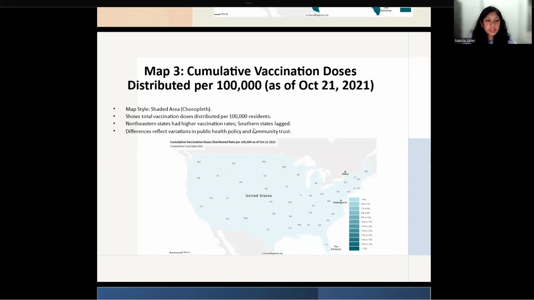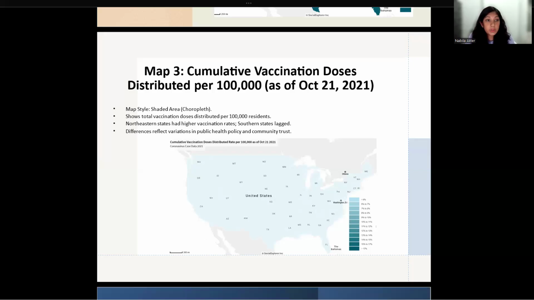In contrast, southern and some western states lagged behind, which aligns with earlier maps showing higher case and death rates. These differences reflect variation in public health policy and community trust. The map visually reinforces how vaccination efforts were uneven across the country.